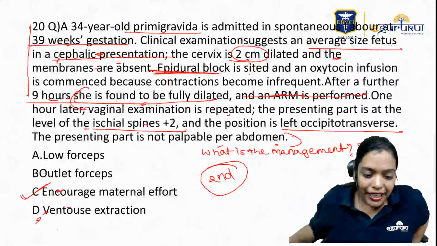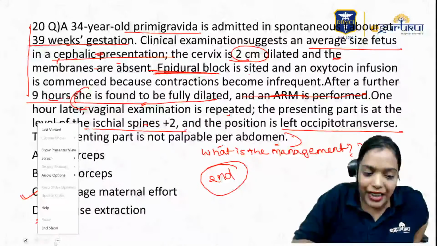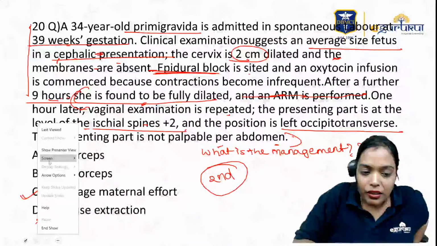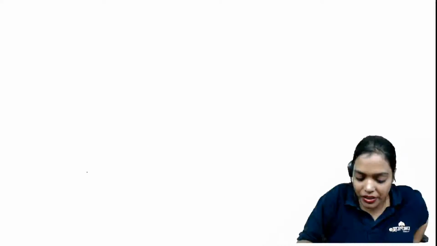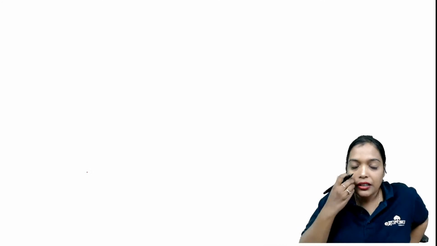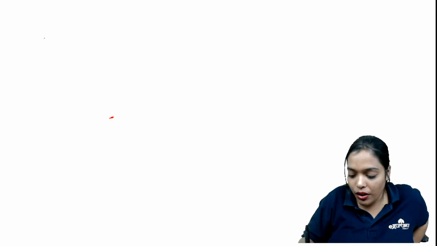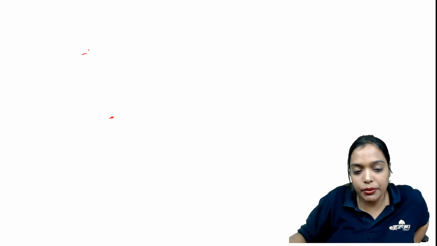So now I will take up the query. Somebody asked me to tell about cervical cancer management. Did you understand the possible questions which can be asked in labor and how to answer? Right? Somebody asked me to tell about the cancer cervix management.